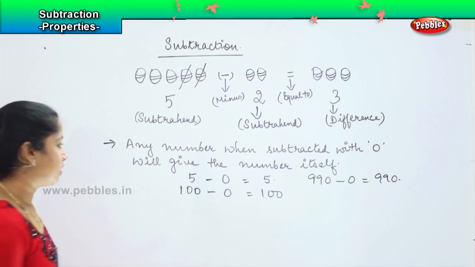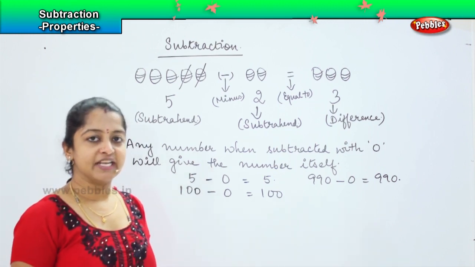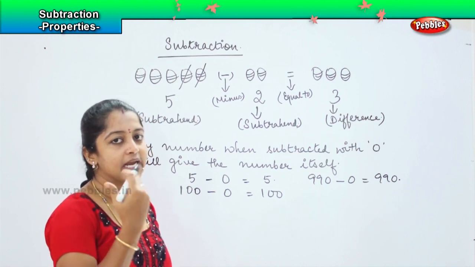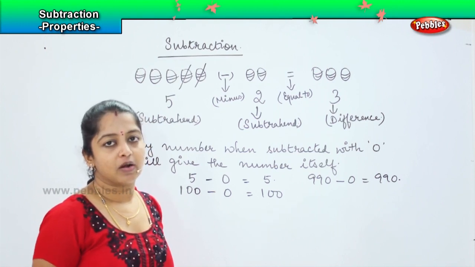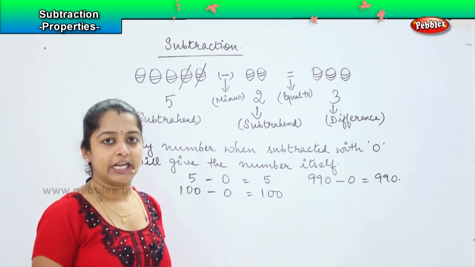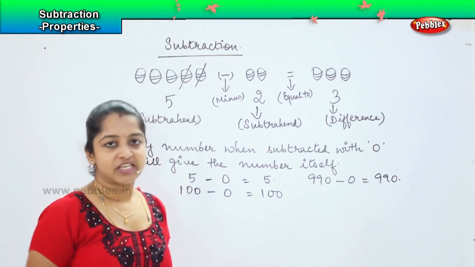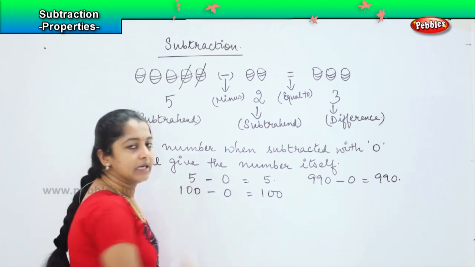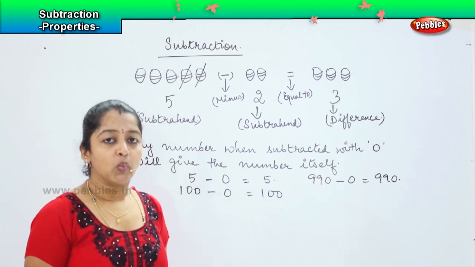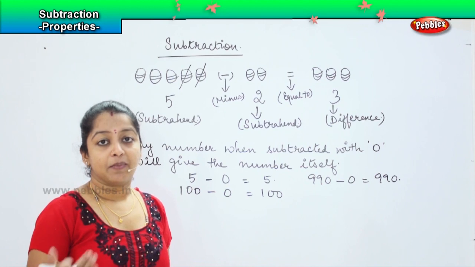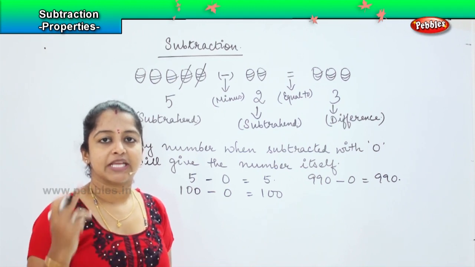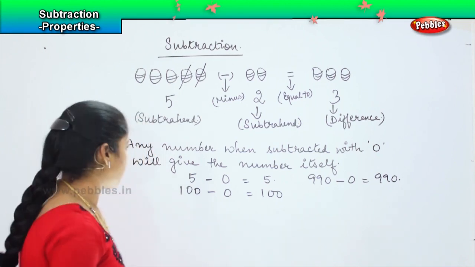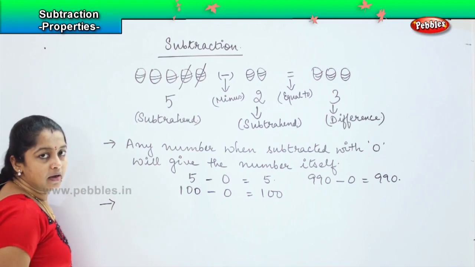But unlike addition, you cannot reverse the numbers. In addition, we saw that we can swap the numbers. The first can go to the second position and the second can come to the first position. The answer will not get affected, right? Whereas in subtraction, we cannot do that. You cannot change the position of the numbers. They have to be in their respective positions because we are minusing the number, we are bringing down the number. So if you shuffle the position, the answer will definitely change. So here interchange of numbers is not possible. Okay, that is the second property.